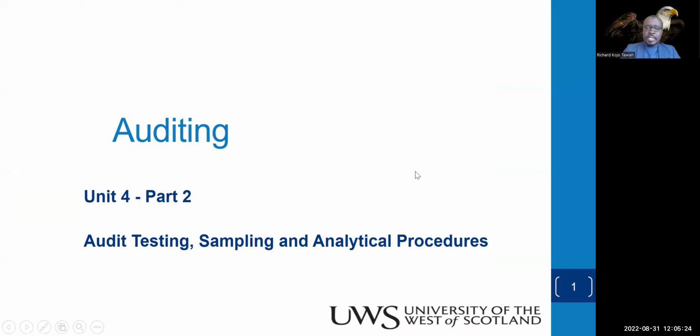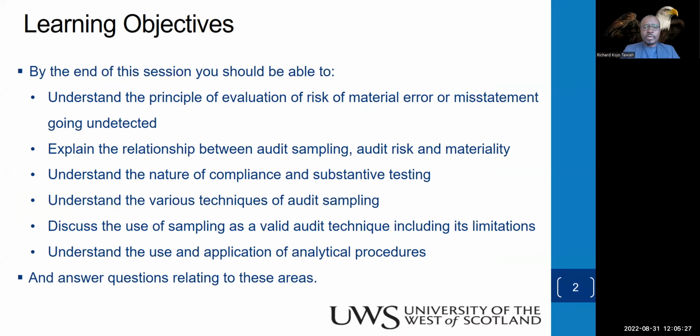Great. So audit testing, sampling. We want to see the principle of evaluation of risk of material error or misstatement going undetected, and the relationship between audit sampling, audit risk, and materiality. We will come back to some of these concepts again. Like I said, the whole module is cyclical. Today you hear a certain word, materiality. Don't be worried. What does it mean? We'll get to the heart of materiality. Today you hear audit risk. You hear inherent risk, you hear control risk, you hear detection risk. It's something we'll meet again somewhere in detail, all right?